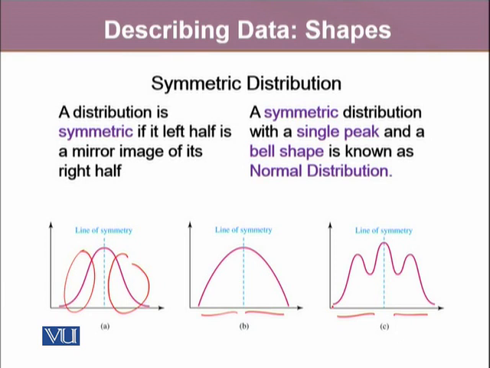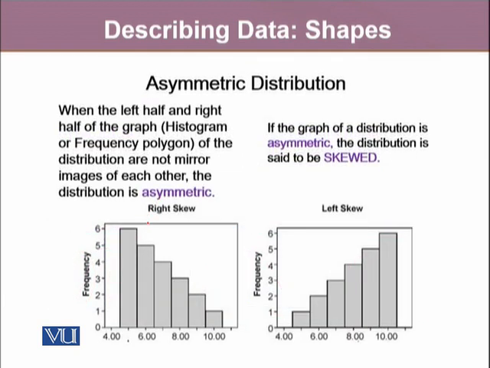But there's a special case: a symmetric distribution with a single peak and a bell shape is known as a normal distribution. And from now on, our major focus is going to be on this kind of shape where there's only one peak. The other type of shape is the asymmetric distribution.